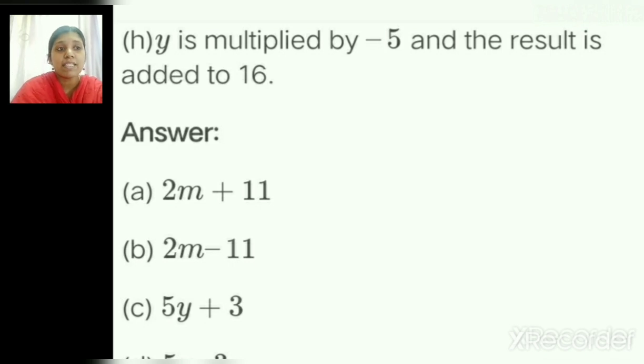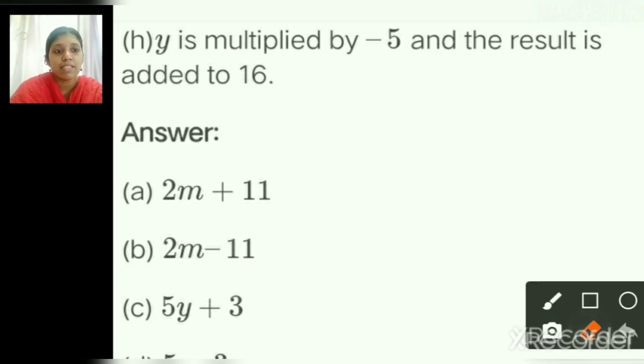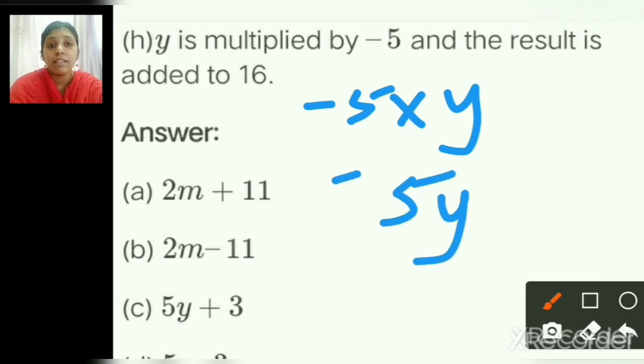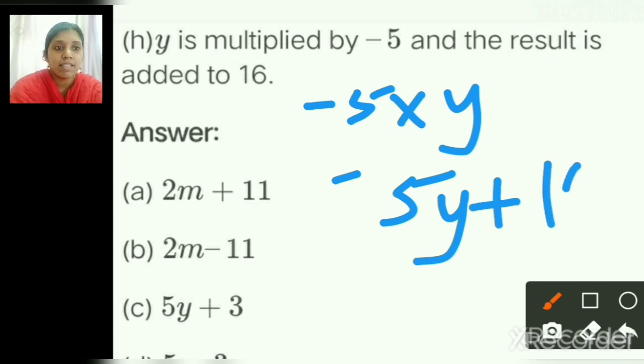Subdivision H. y is multiplied by minus 5 and the result is added to 16. So y is multiplied by minus 5, so minus 5 into y. That is nothing but minus 5y. And the result is added to 16, so we have to add 16 to that. Clear, children? So we have minus 5y plus 16.